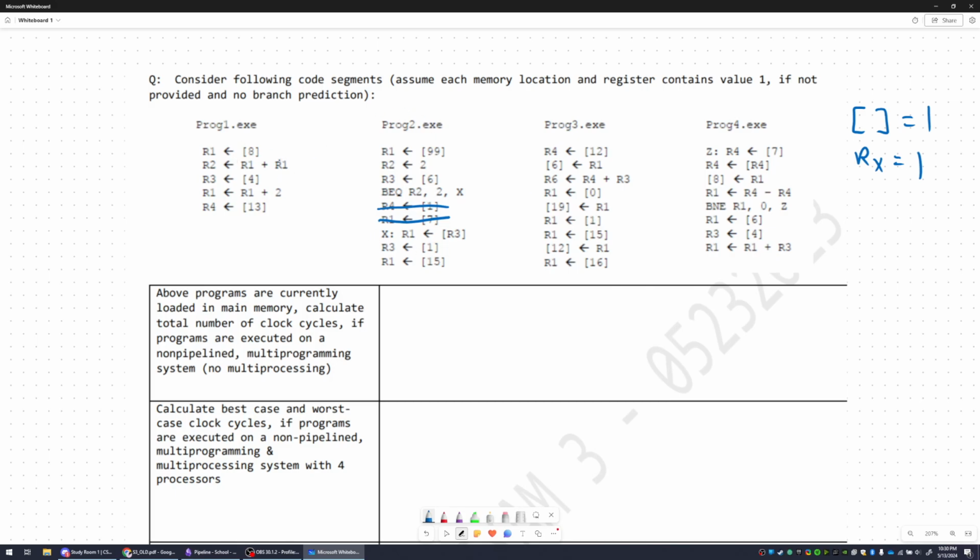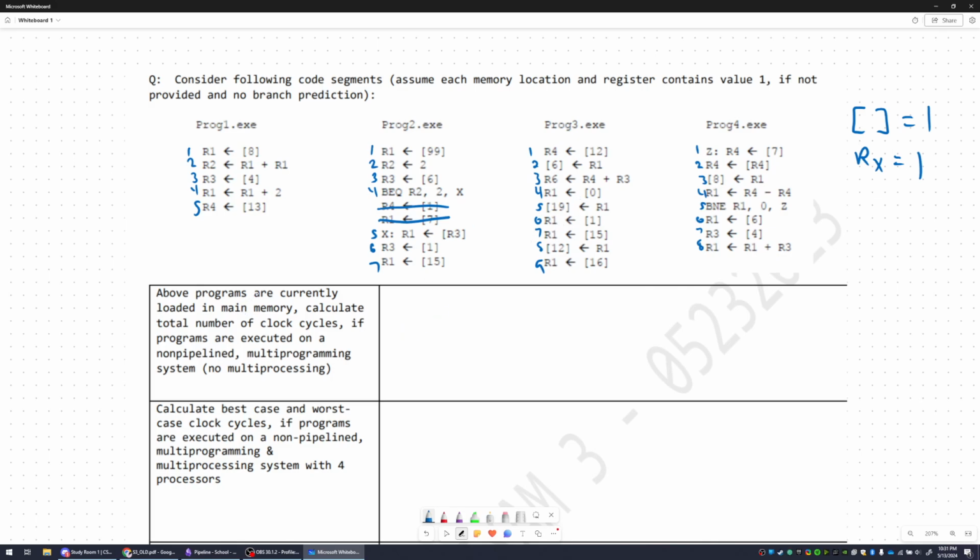Basically, with these codes you can't just blindly count the number of lines because there are some branches, so you have to check which lines of code will run. So I just checked that for all the programs. For this one, R2 had a 2, so on equal, we take the branch, so we skip those 2 lines of code. This one has no branches, and this one has a branch, but right above it we do itself minus itself, which would be 0, so it's going to be equal, so we don't take the branch. So this is not a loop. We just run down the lines of code.